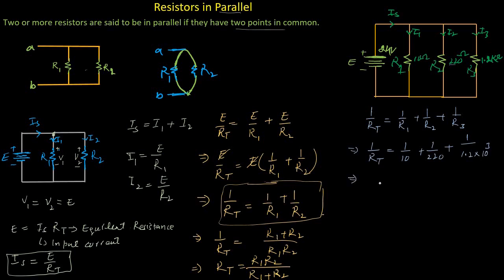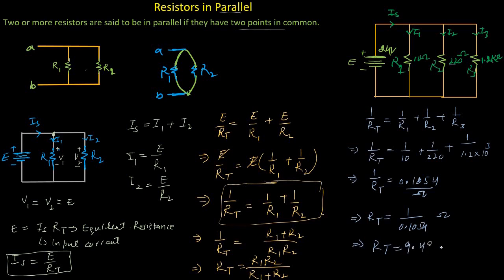Now after calculating this, we get 1 divided by RT is equal to 0.1054 per ohm. So RT would be equal to 1 divided by 0.1054. So the resulting equivalent resistance of this parallel circuit is 9.49 ohms, which is less than the least resistance in this parallel connection, which is 10 ohms. So from this we prove that the equivalent resistance, or the total resistance of this parallel connection, is less than the least resistor connected in parallel.